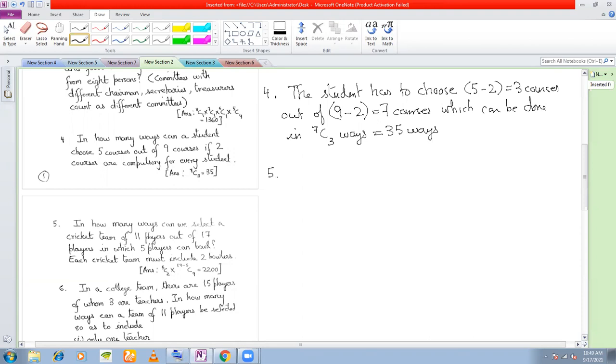Look at number 5. In how many ways can we select a cricket team of 11 players out of 17 players in which 5 players can bowl? Okay, each cricket team must include 2 bowlers. So you have to select a team of 11 players. And how many players are available to you? There are 17 players available to you, in which 5 are bowlers. So number of bowlers are 5.